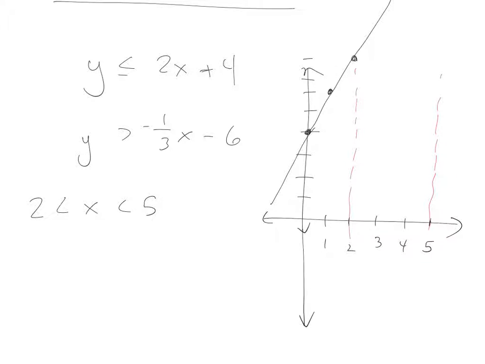The next one, y is greater than negative 1/3 x minus 6. I have to go down to minus 6, and I have a slope that's going to decrease now. This is going to be tough for me to draw here, so bear with me. Okay, a slope of negative 1/3. Here's my starting value at negative 6. I go down 1 over 3, down 1 over 3.